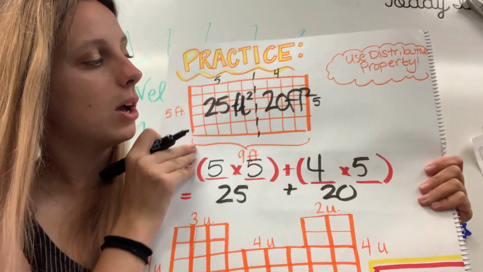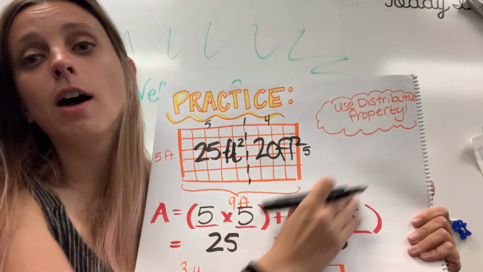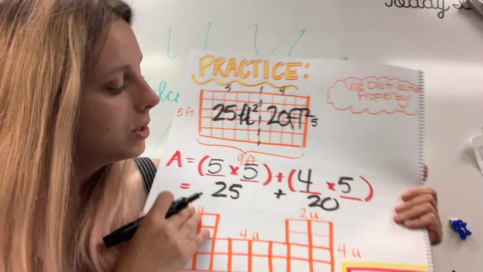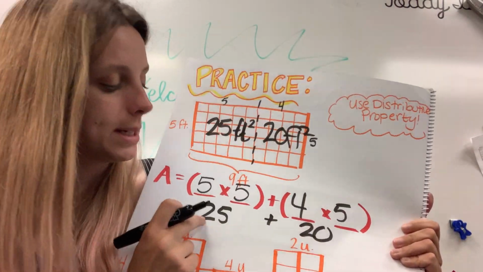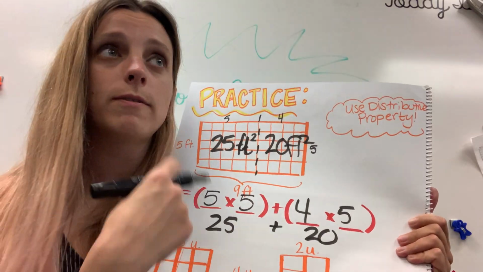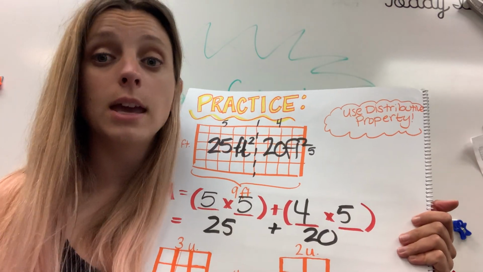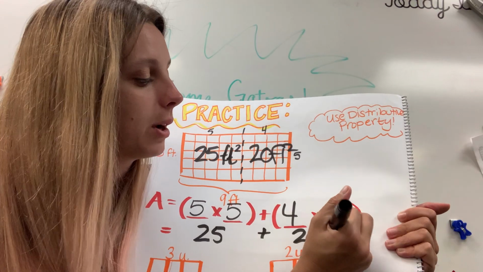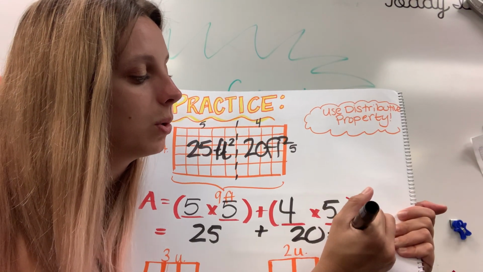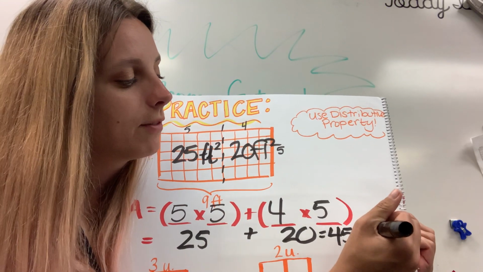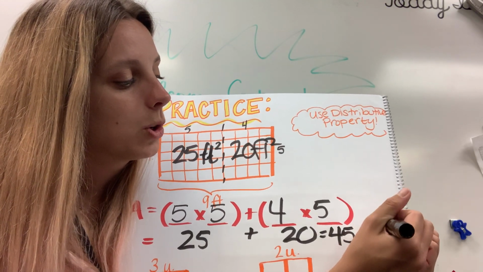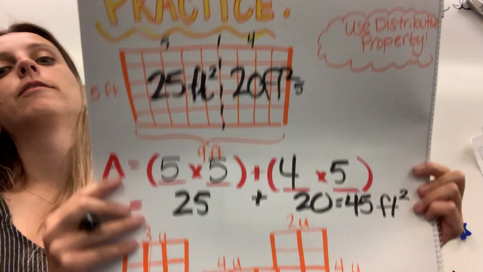All right, so now I'm ready to put them back together to find the area of the whole rectangle. So 20 plus 25, that's the same as saying I need 2 more 10s on this 25. So 25 plus another 10 would be 35, and plus the second 10 would be 45. So my area for this total rectangle, which we solved using distributive property, is 45 feet squared.